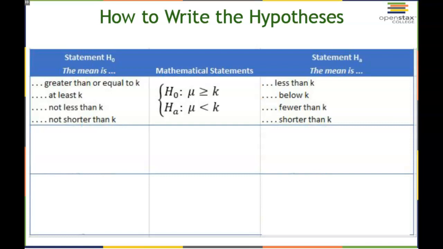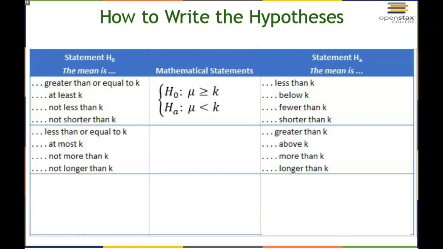Now let's take another couple of examples. I won't read them all. I'll let you go through them. Let's say our statement for H0 is the mean is at most K, and the corresponding HA statement might be the mean is above K. Maybe the statement for H0 is the mean is not more than K, and therefore the statement for HA would be the mean is more than K.